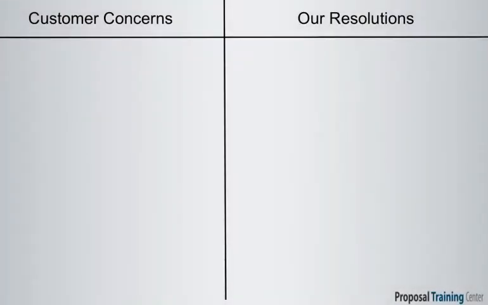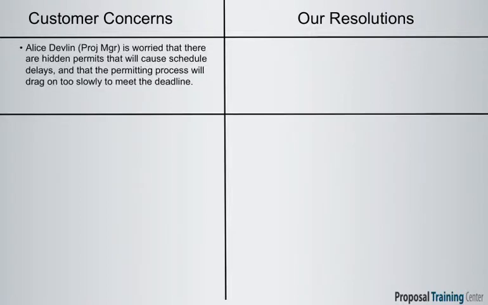In the strategy session, I first asked the team to identify the key players in the decision loop. Then I asked them to identify what they thought, based on the conversations with these people, their hot buttons were. The first person up was the project manager, Alice Devlin. The team agreed that Alice was worried that there are hidden permits that would cause schedule delays and that the permitting process would drag on too slowly to meet the deadline.